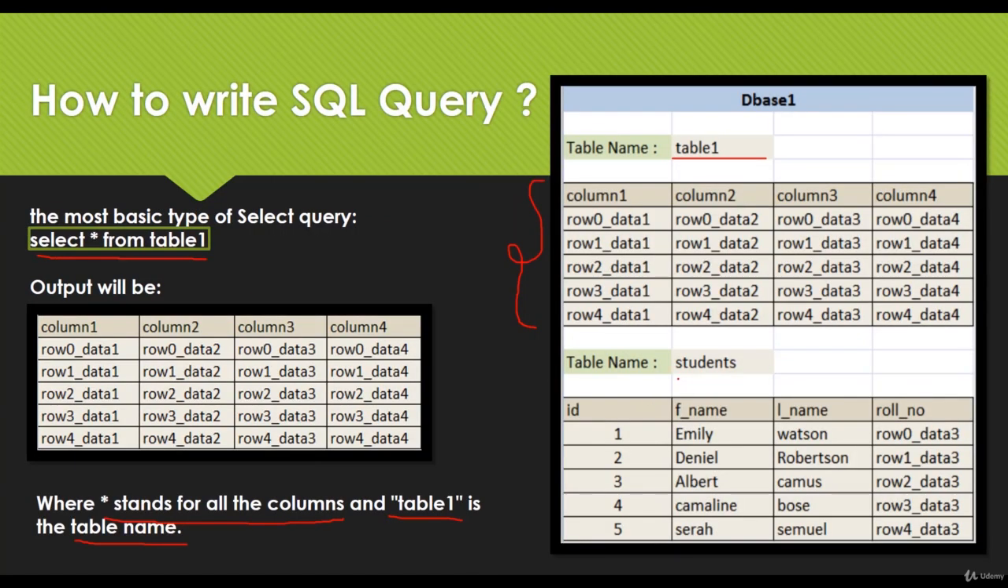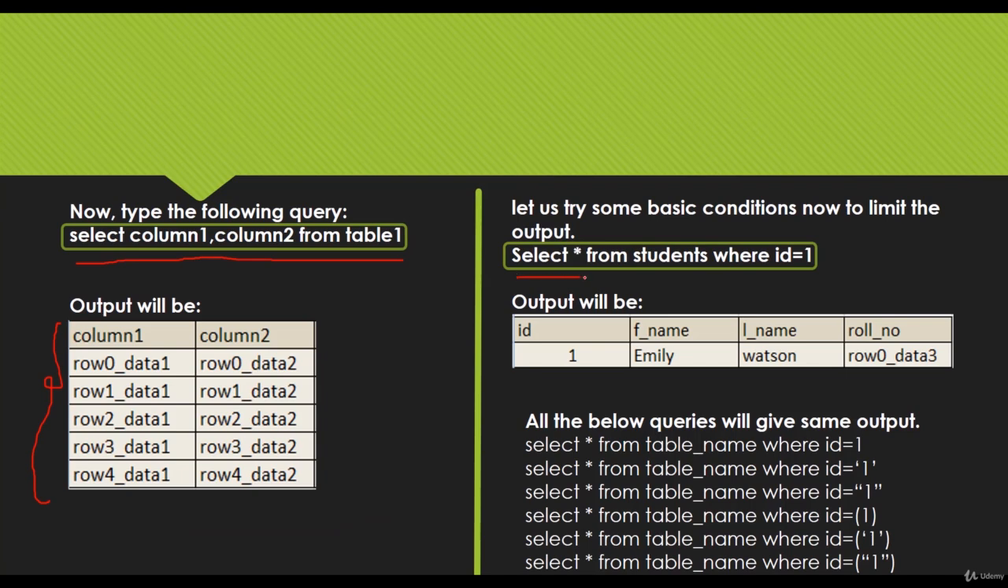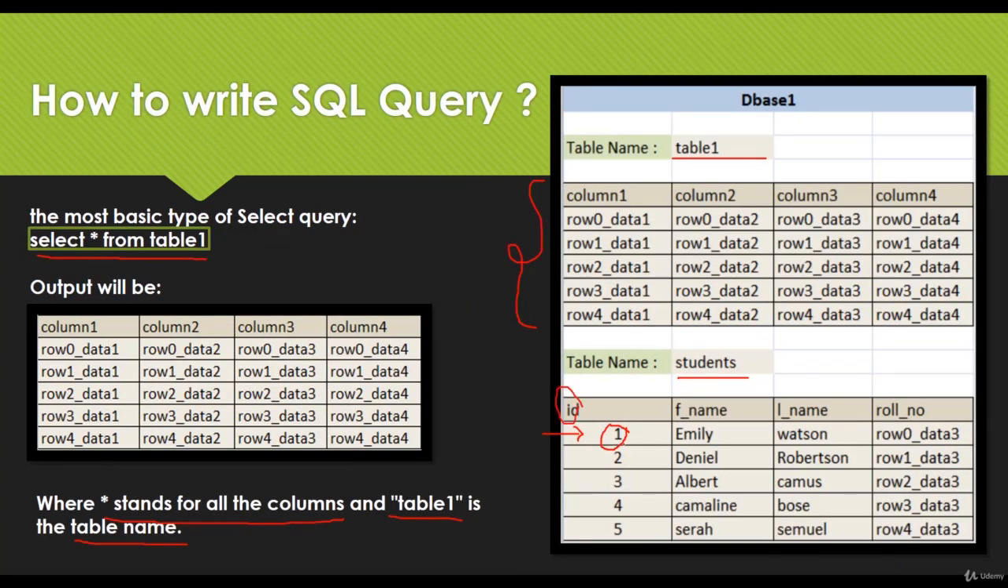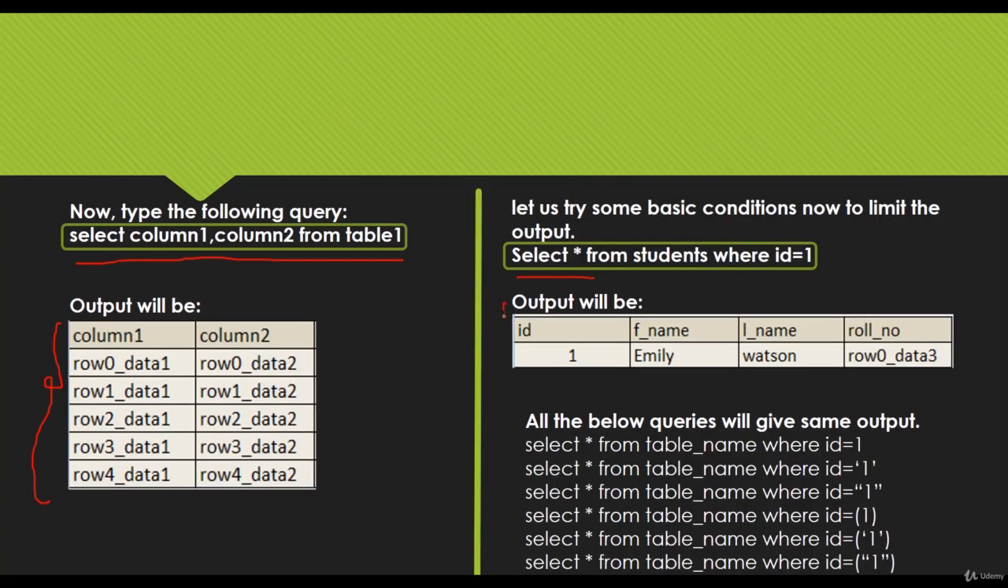Now let's look at the table students. If I want to fetch details of a person whose ID is equal to 1, what query should I use? I will use SELECT * FROM student WHERE ID = 1. This query means that it will select everything from students, that is from this table, where ID is equal to 1. So it will select everything with ID 1 and it will give us this output.